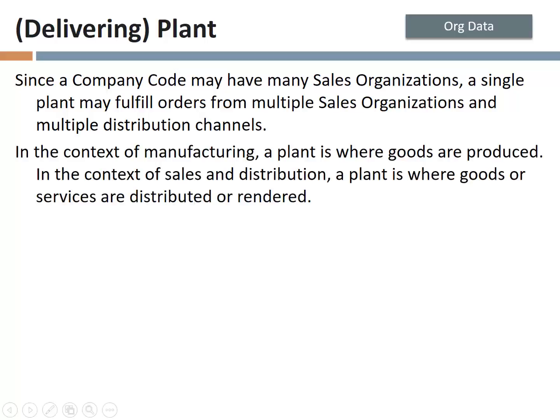In the context of manufacturing, a plant is where goods are produced. In the context of sales and distribution, a plant is where goods and services are distributed or rendered. So if you think of it this way, Walmart doesn't actually make things. They don't really engage in manufacturing themselves. They might contract a manufacturer to make things for them, but Walmart does not operate manufacturing plants. But they do have plants that we would more commonly call distribution centers or warehouses, because that's where they're storing things and distributing things.